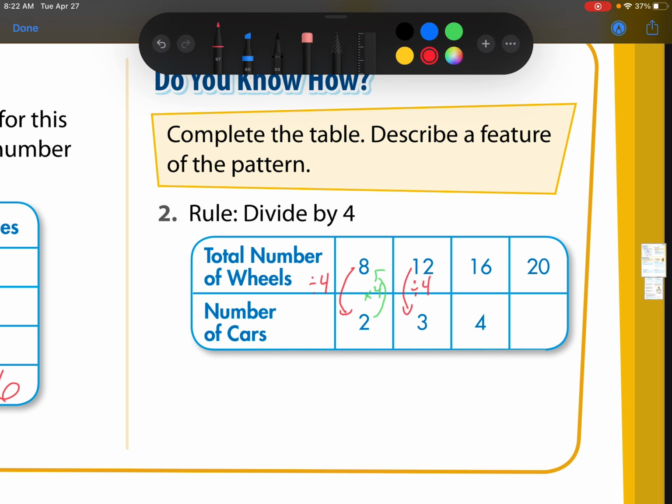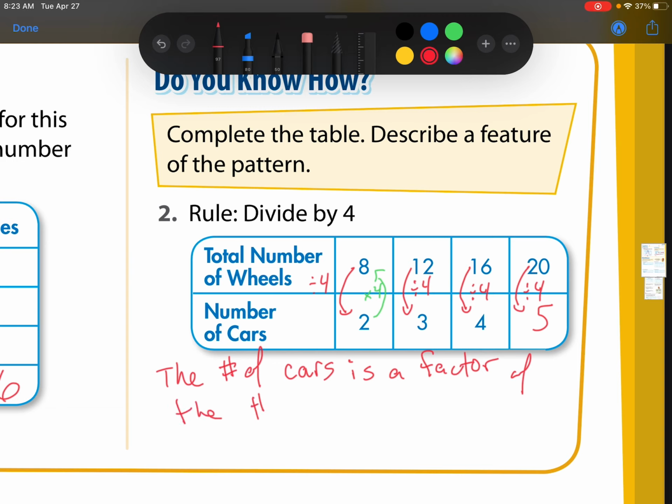12 divided by 4 is 3. 16 divided by 4 is 4. 20 divided by 4 is 5. So what feature pattern do we notice? Well, the number of cars is a factor of the total number of pairs for each number pair. So the number of cars is a factor of the number of wheels.